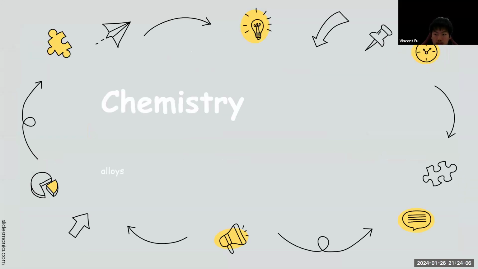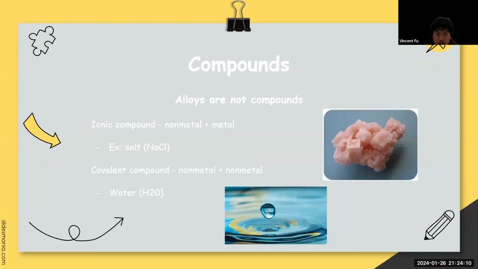So today in chemistry, we'll be talking about alloys. Okay, so we'll first start off with compounds. The most important takeaway here is that alloys are not compounds. As we all know, there are many different kinds of compounds. Here's two really common ones.